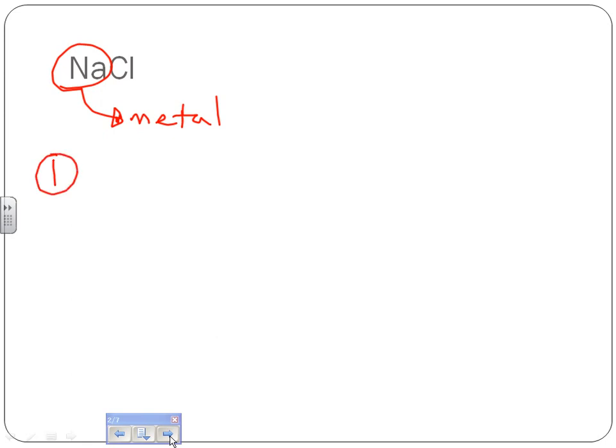The first step when writing the name from the formula is we're going to have to name the cation. That's the metal piece, or the first piece that's given in an ionic formula. These kinds of formulas will always have two words in the name. There's always going to be a name for the cation and then the anion, and sometimes there will even be a name or a Roman numeral to show the charge on the metal.